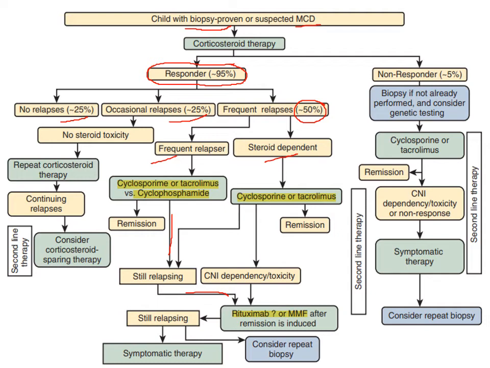Non-responders or steroid-resistant children, the option is CNI. If they develop toxicity or side effects, I can use MMF or high-dose steroids, and I continue symptomatic therapy, and I can repeat the biopsy.